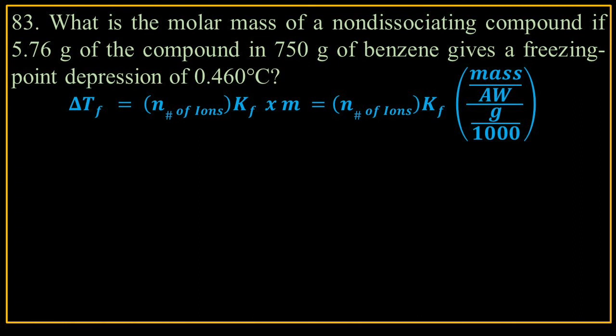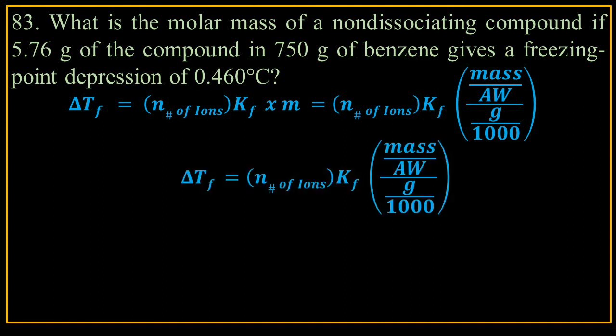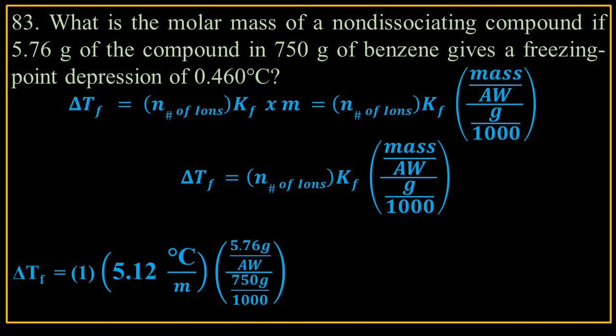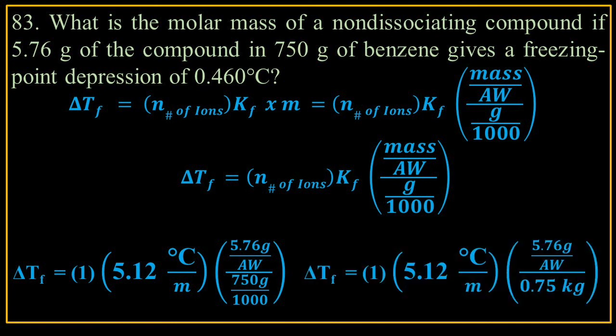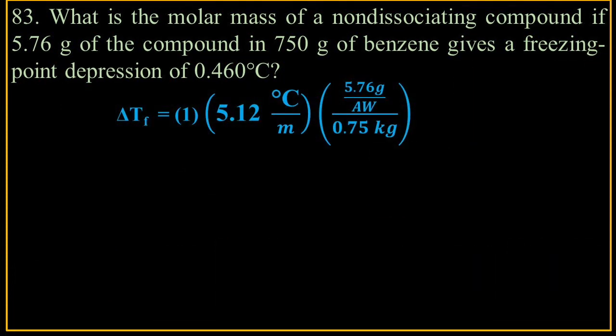What is the molar mass of a non-dissociating compound if 5.76 grams of the compound in 750 grams of benzene gives a freezing point depression of 0.460? There are the equations that you need, including the expanded version of the freezing point depression and the number of ions, which is n. That's the portion of the equation that you need. Plug in, it's going to be 1 because it's non-dissociating. It's going to be n, 5.12, and there are the other values. And so you solve for the atomic weight.